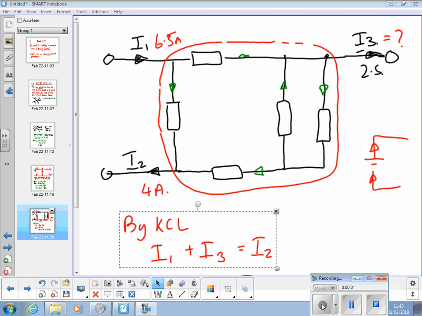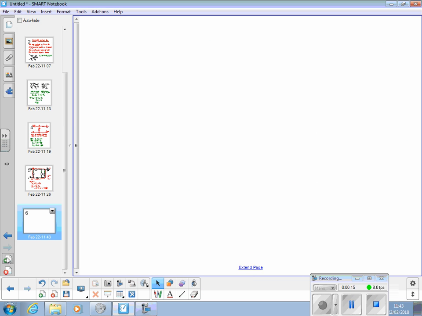We're done with Kirchoff's current law, so I guess we better start on the voltage law now. The rest of the questions, for those who haven't finished them, are something you can have a go at in between time. Kirchoff's voltage law.